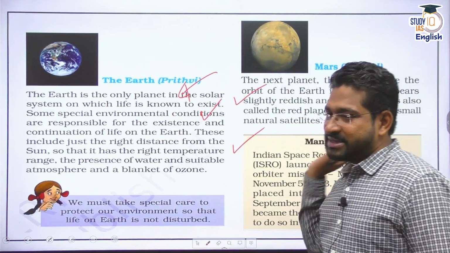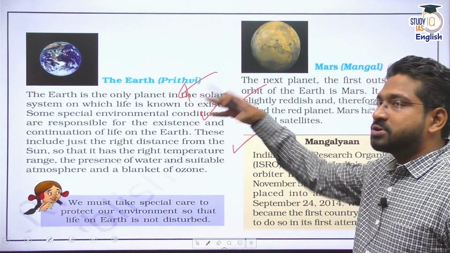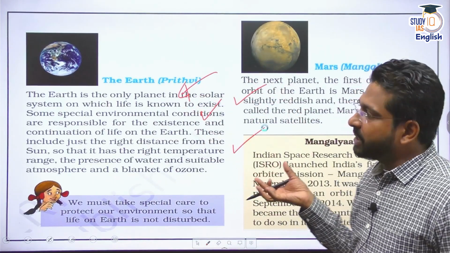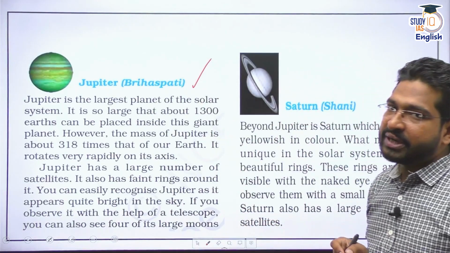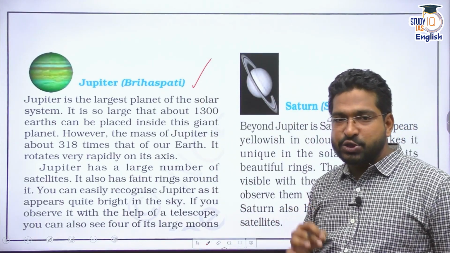Now, apart from these solid planets, I would say, there are some gas giants. Jupiter is also called Brihaspati. Jupiter is the largest planet in the solar system.